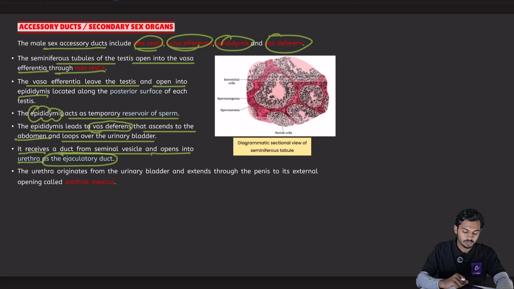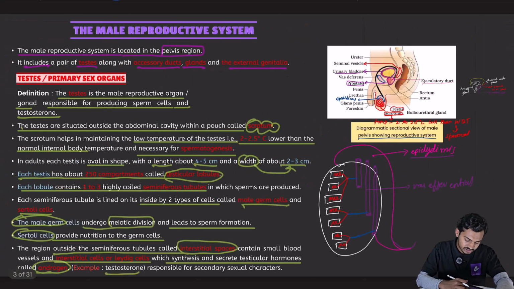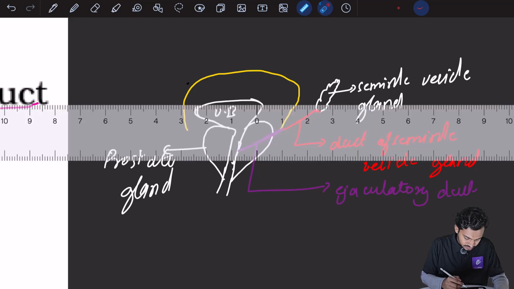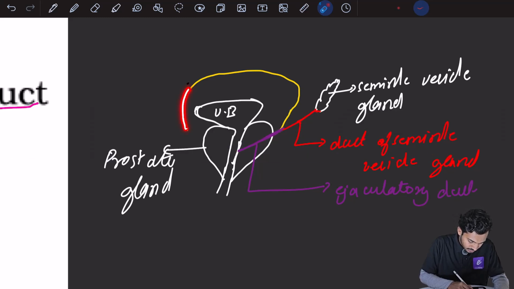ये तो मैंने ऑलरेडी आपको पढ़ा दिया था. Right? When I was teaching you pelvic, क्या देखा हमने देखा कि vas deferens will come up, it will go around urinary bladder के around जाएगा, urinary bladder के पीछे आएगा और vas deferens will join with duct of seminal vesicle gland. It will form a common duct called as ejaculatory duct. Right दोस्तों? अब ये जो ejaculatory duct है, it will go through the prostate gland, it will open into urethra.